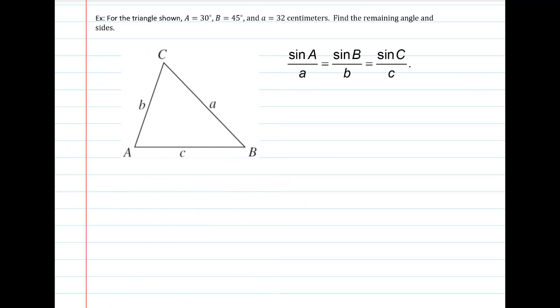Now we're going to look at how to apply this law in an example. And we have here a triangle where A is 30 degrees, B is 45 degrees, and lowercase a, in other words, the side opposite to angle A, is 32 centimeters. Find the remaining angle and sides.